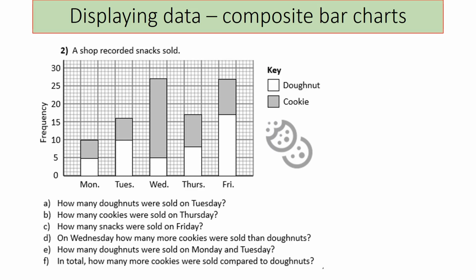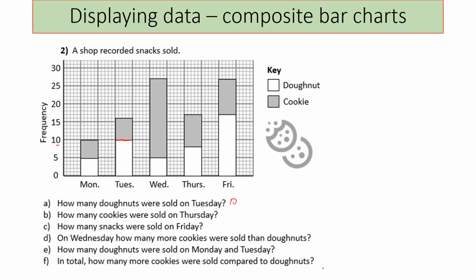So I've got some questions, so I need to read the information from the composite bar chart. I have the key, so I can see that the white part of the bar is for donuts, and then the gray part is for cookies. So the first question is, how many donuts were sold on Tuesday? I'm looking at the white part of the bar, and I can see that this bar goes up to here, so that is 10.